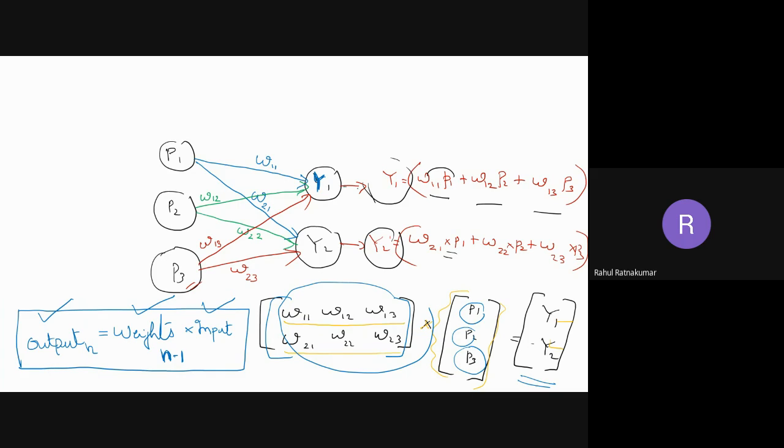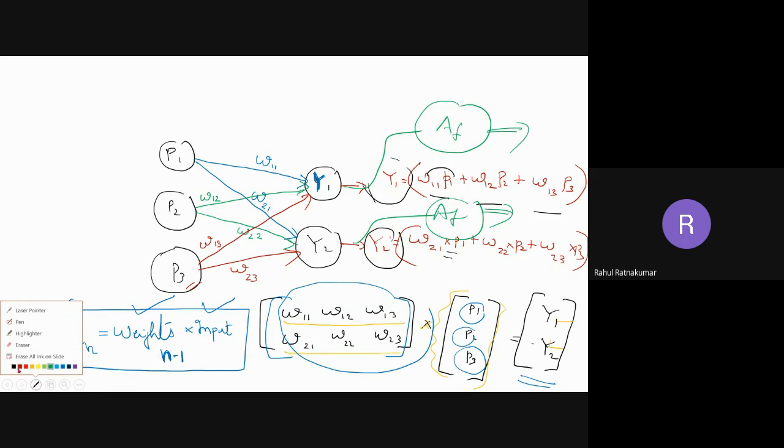So y1 should be going to an activation function, or you can call it a, whatever. So y2 should also be going to an activation function. Now you get another output here. So how to represent that? Then you have to write like this.